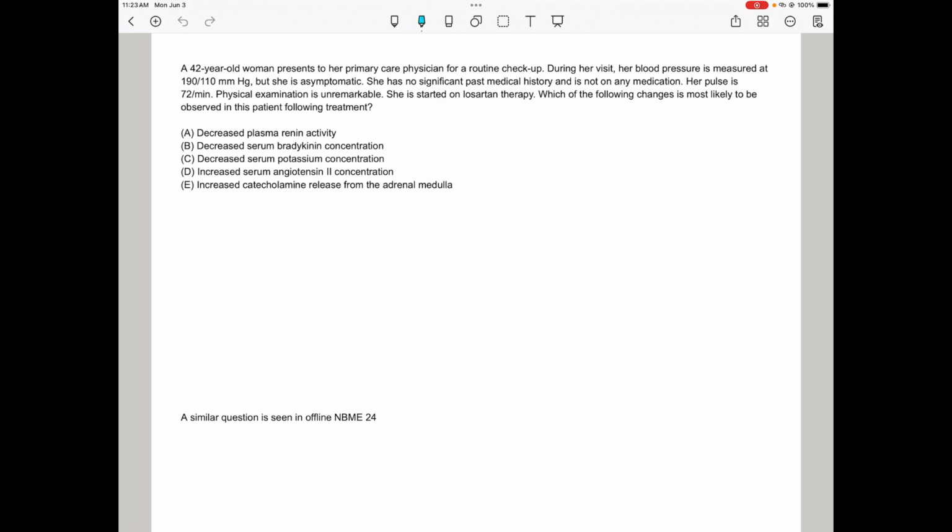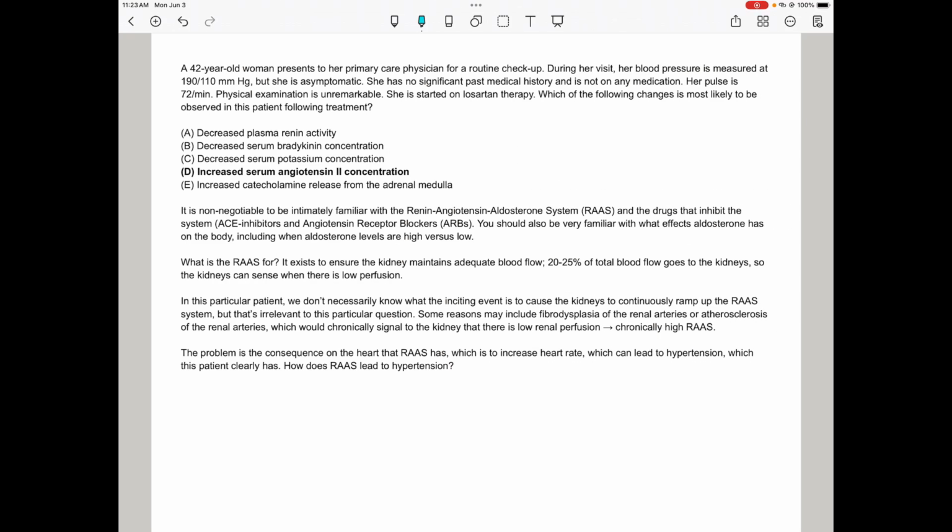And hopefully you got to the correct answer, which is D, increased serum angiotensin II concentration, and we're going to go into why that is. So this question is very direct. There's nothing in the vignette that necessarily necessitates you knowing a diagnosis per se. This is a direct, what is the mechanism of action and what are the consequences of taking a drug type of question.